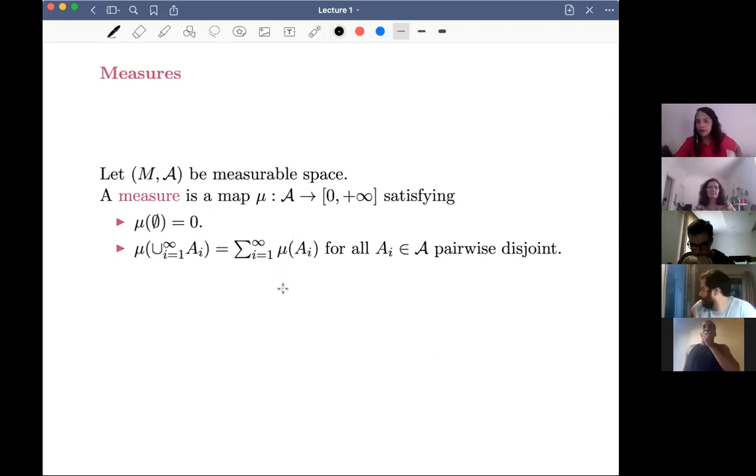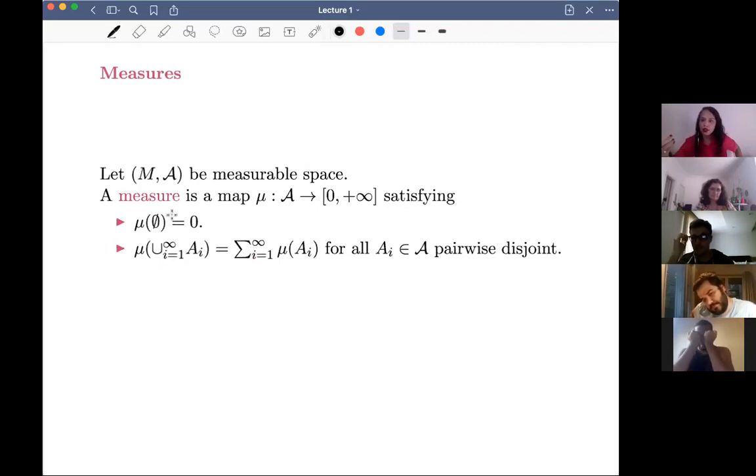Now, finally, we can measure. So you have a measurable space. A measure is simply a function that takes values in the interval from zero to infinity. The measure can be zero, can be infinite, and can assume any value in between.